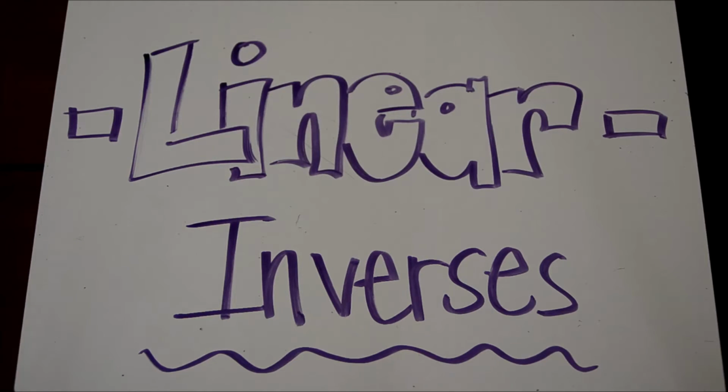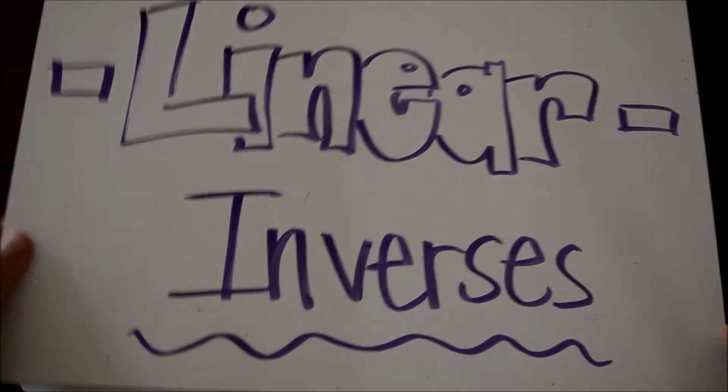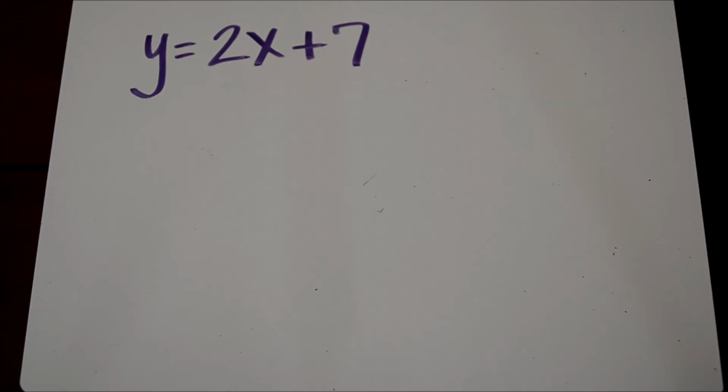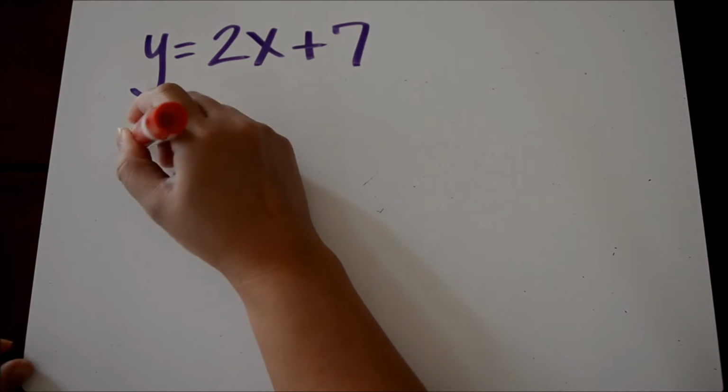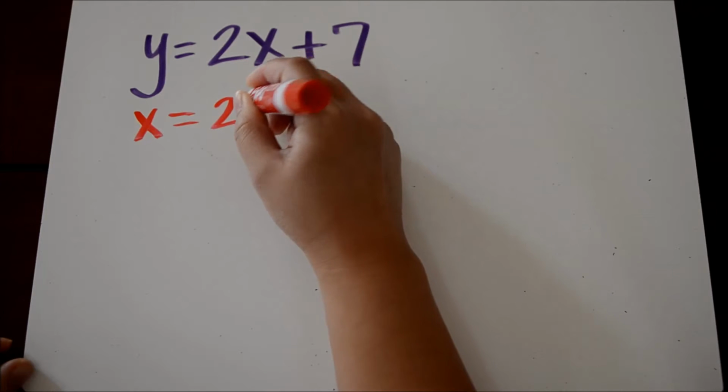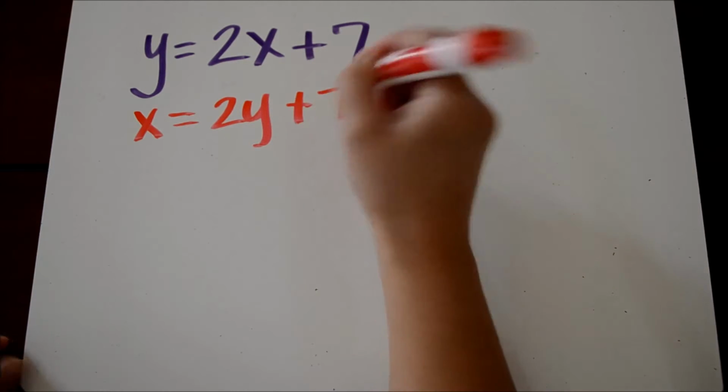Today our lesson is on writing linear inverse equations. Let's take a look at our first example. Here we have a linear equation. The first thing we're going to do is switch our x and our y values. So we have x equals 2y plus 7.